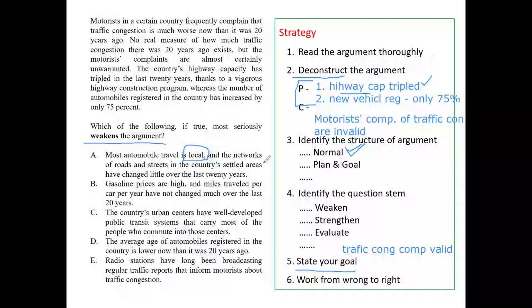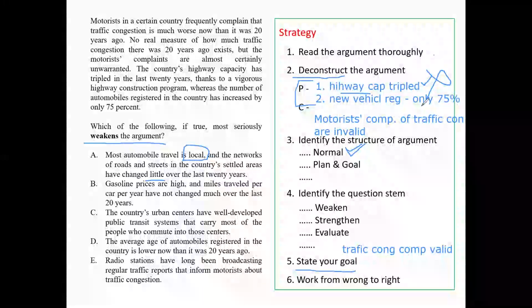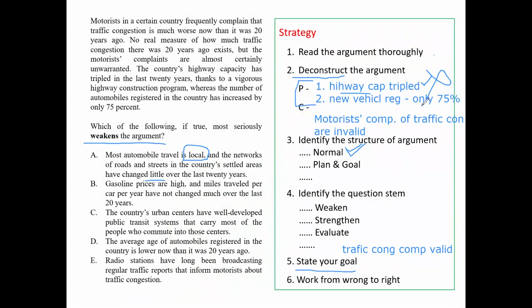And moreover, the networks of roads and streets in the country's settled areas have changed little. They haven't brought any kind of improvement in terms of local roads and streets. Then definitely there will be a traffic congestion problem, because the sample you have presented here in order to prove the results is not representative. This is an irrelevant sample. That's why A perfectly weakens the argument.